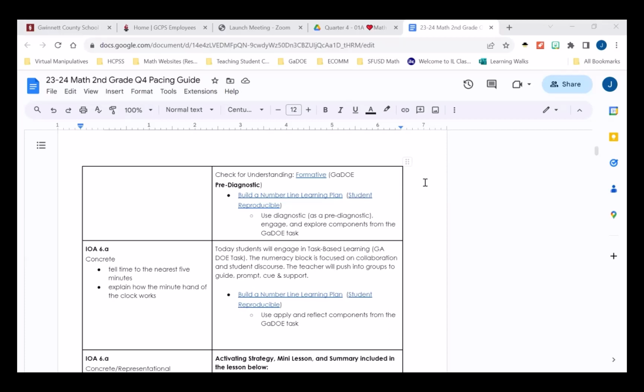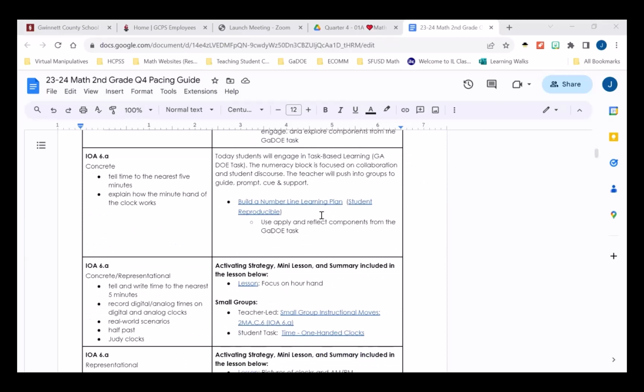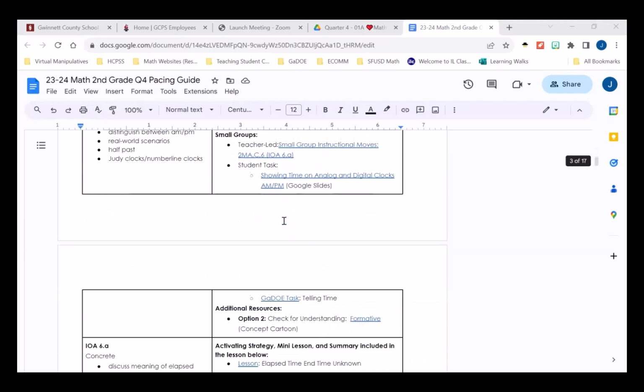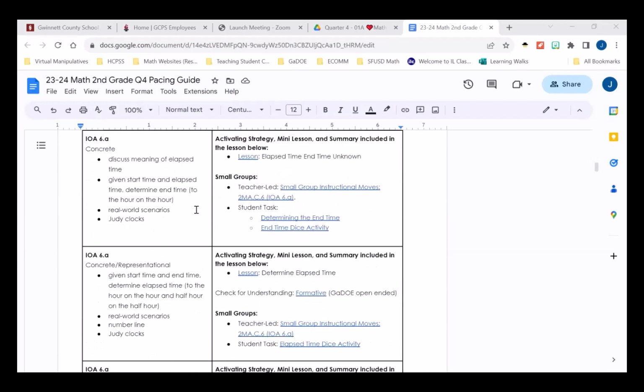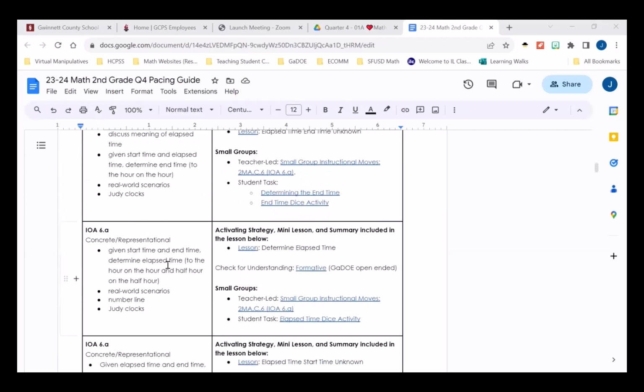For the remaining 4 days of the 8, students will be estimating and measuring elapsed time using a timeline to the hour or half hour on the hour or half hour. Learning targets and lessons will focus on: given the start time and the elapsed time, determine the end time; given the start time and end time, determine the elapsed time; and given the elapsed time and the end time, determine the start time, and then a variety of other problems. It's down here where the elapsed time starts on our pacing guide.